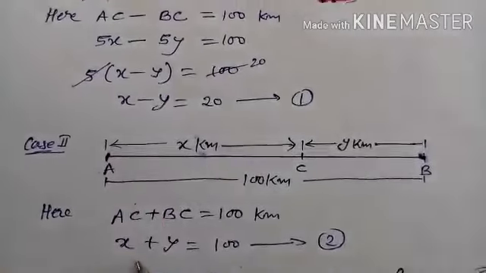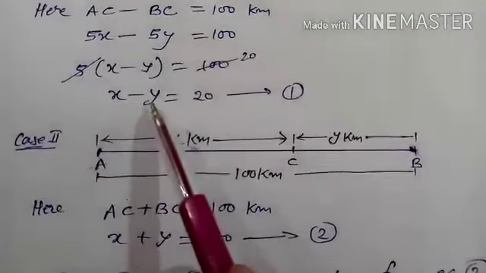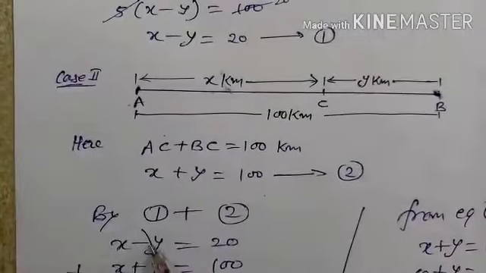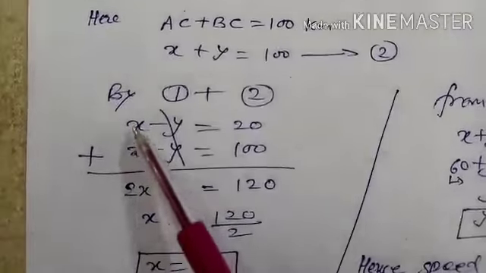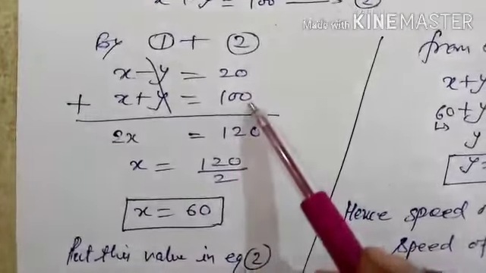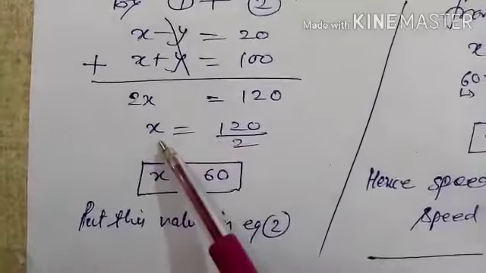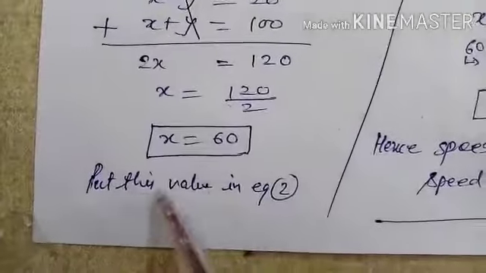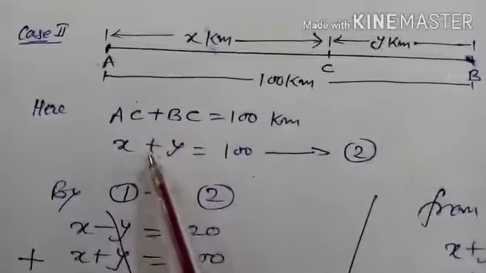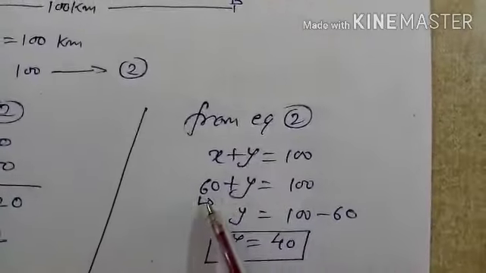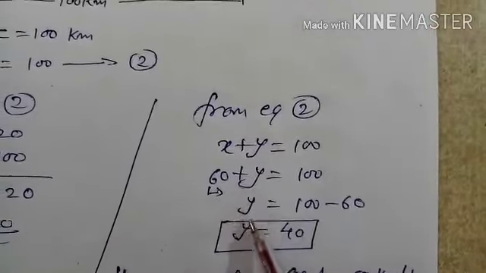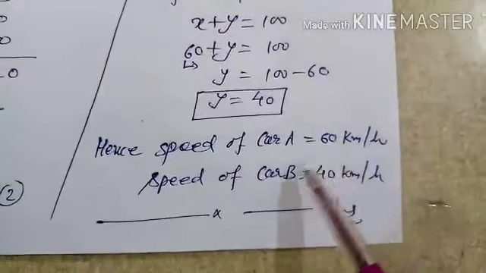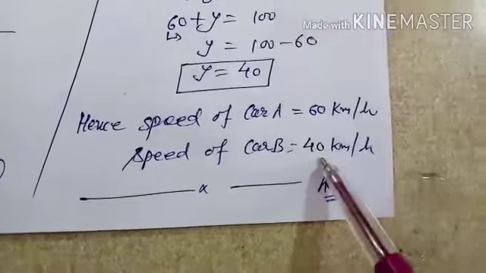So equations number 1 and 2 are both very simple equations, and here this is minus y and this is plus y, so by adding 1 and 2, y cancels out here, x and x make 2x, 100 plus 20 means 120, so x is equal to 120 divided by 2, it means x is equal to 60. Now put this value in equation number 2, x plus y is equal to 100, so in place of x write 60, so y is equal to 100 minus 60, it means 40. So the speed of car A is 60 and the speed of car B is 40 km per hour.